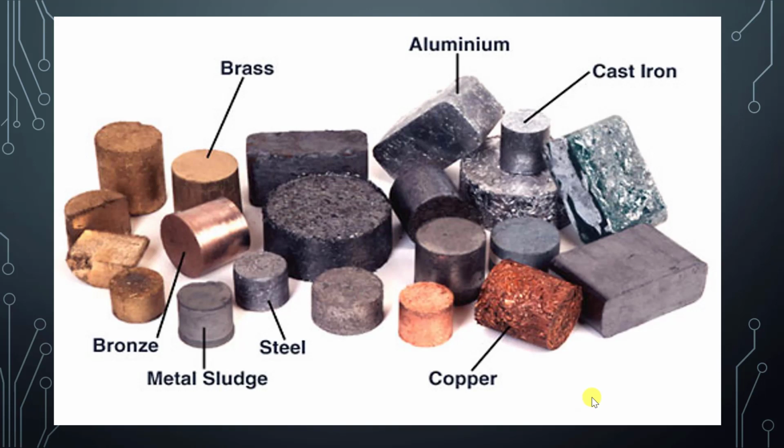These are some kinds of metals, that is, brass, aluminium, cast iron, copper, steel, metal salts, bronze.